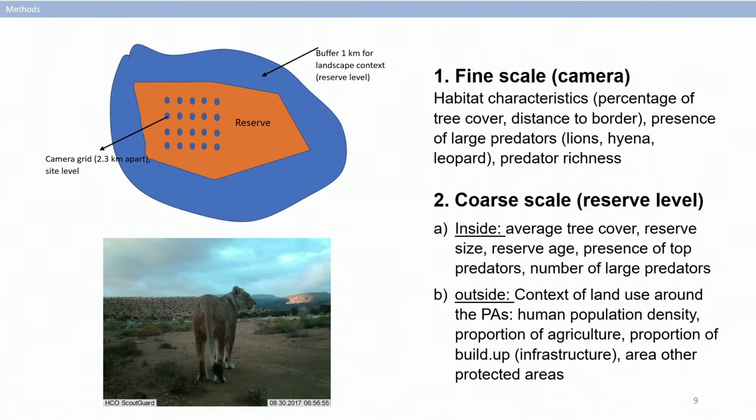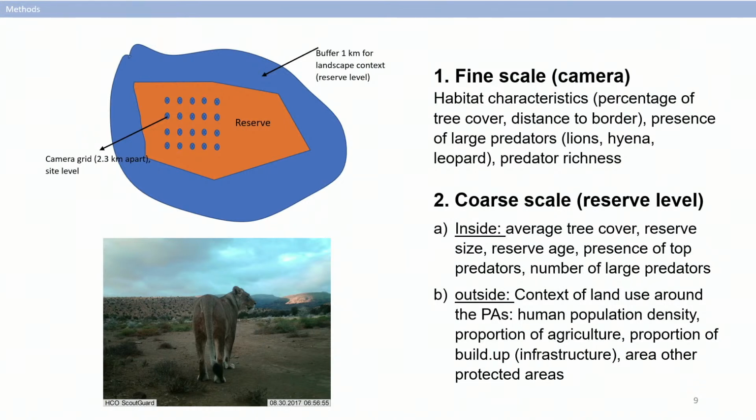So we were interested in fine-scale variables. Those are the ones that act at the camera level, and then some variables at the coarse scale, which we call the reserve level. For the fine scale, we were interested in characterizing the habitat attributes. Those would be the proxies for bottom-up processes: percentage of tree cover, distance to the borders, presence of large predators. We only use lion, hyena, and leopard, and also the predator richness. There's evidence that it's not just the presence of one species, but also there are predictions that if you have more predator species, then the influence of these species will be higher on mesopredators in particular.